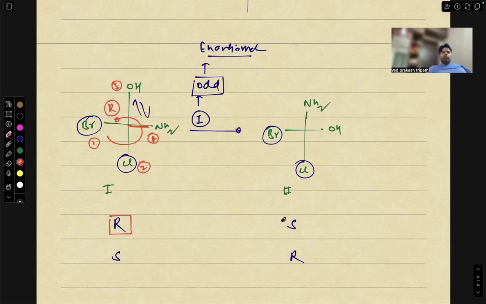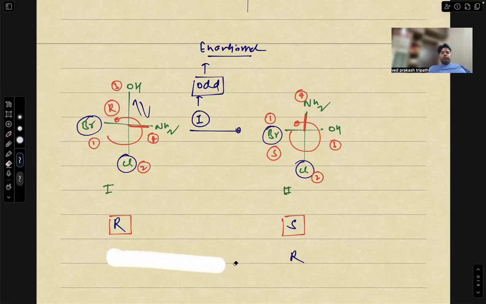So I'm 100% sure, definitely it should be S. So let's find out: bromine 1, chlorine 2, oxygen 3, nitrogen 4. So 1 to 2, going anti-clockwise, lowest on my vertical axis, so no need to flip. So it should be S. So you can see, I'm going to remove the bottom one. So they have opposite configuration because they have an odd exchange.